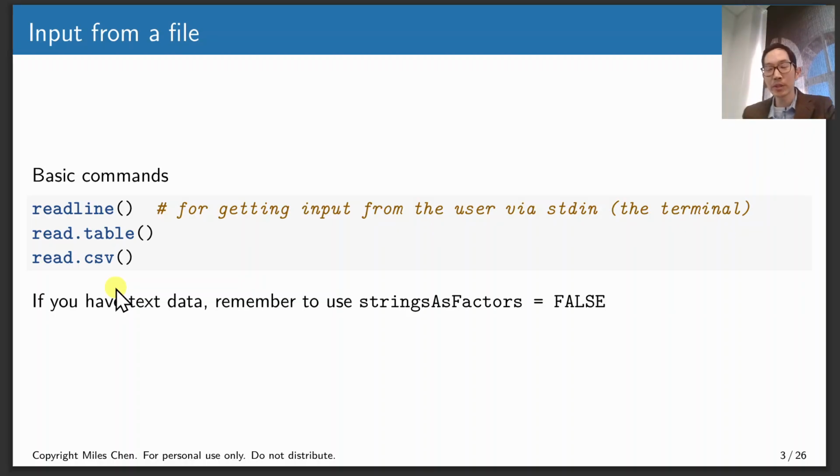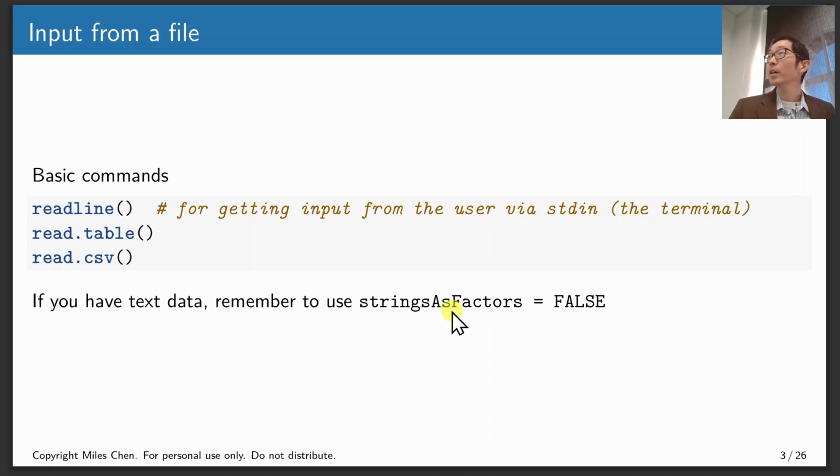Readline will read in lines from, I guess, the standard input, which is how you interact with R. It'll basically ask for a prompt and you can type in and it will just receive whatever you type in. Read.table can also be used to import just any kind of text file, whether it's tab separated or things like that. You can also specify the delimiter.